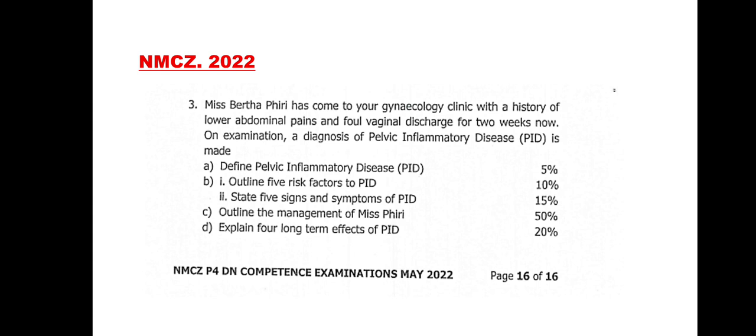And then the last one we can have as a long-term effect could be PID itself. It can be happening from time to time. It can be recurring. So this recurrence usually occurs due to scarring of the fallopian tubes. This scarring will weaken the fallopian tubes and the cervix. Once they become weak, reinfection is more likely.